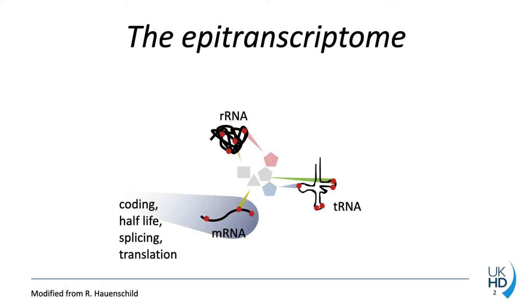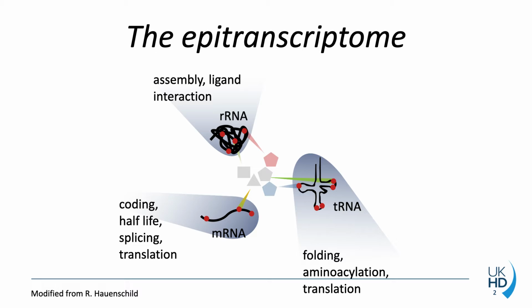So that may affect different aspects of, for example, messenger RNA life, such as coding sequence, half-life, turnover of messenger RNAs, also splicing or the translation of messenger RNAs. For ribosomal RNAs, that may affect ribosomal assembly and ligand interactions. And lastly, for tRNAs, we see an impact on folding, aminoacylation, and translation, as has been reported in the literature before.